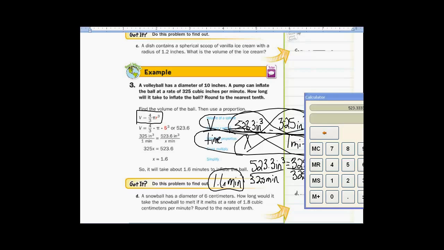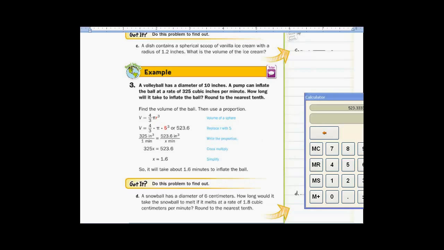Okay, let's try one more on that, and then I think you're actually going to be good. So I want you to pause it and try this snowball down here. Okay, try snowball.